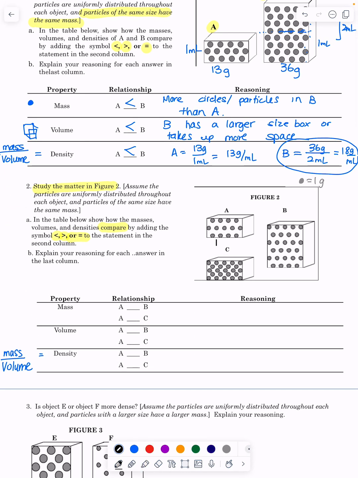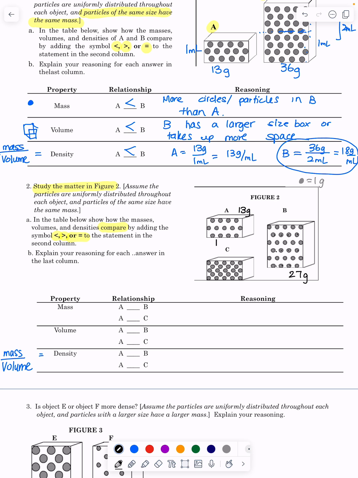It says mass of A to B. So if we look at A here, it looks like there's 1, 2, 3, 4. It looks like it's 13 grams again. If we look at B, it's 5, 10, 15, 16, 17, 18, 19, 20, 21, 22, 23, 24, 25, 26, 27. This looks like it's 27 grams if I'm counting. All right, so 4, 8, 12, 5, 10, 15, perfect.